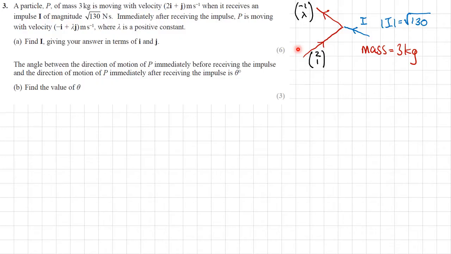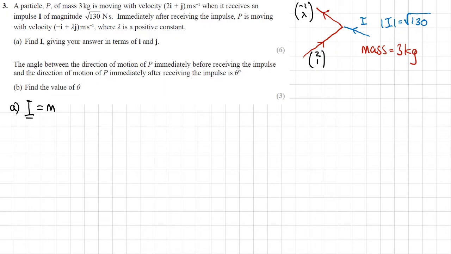Okay, so I've just taken this information and put it in a diagram. This is by no means meant to be to scale or look like this, but just to give me a rough idea of what's going on. So this particle's changed direction because of this impulse that it's been given. So we're dealing with vectors. Now I prefer to work with column vectors, but I will give my answer in terms of i and j rather than as a column vector.